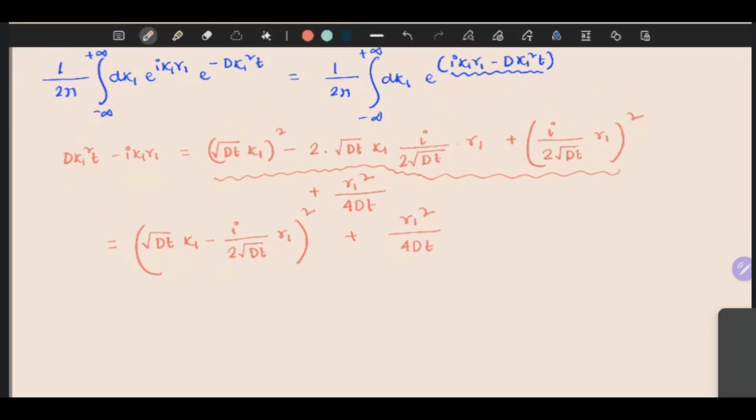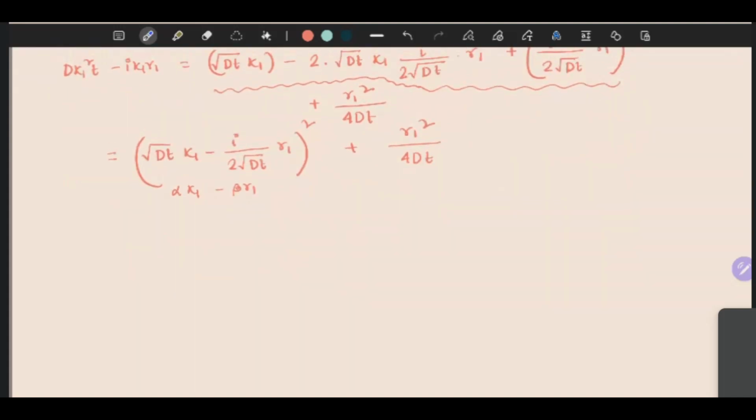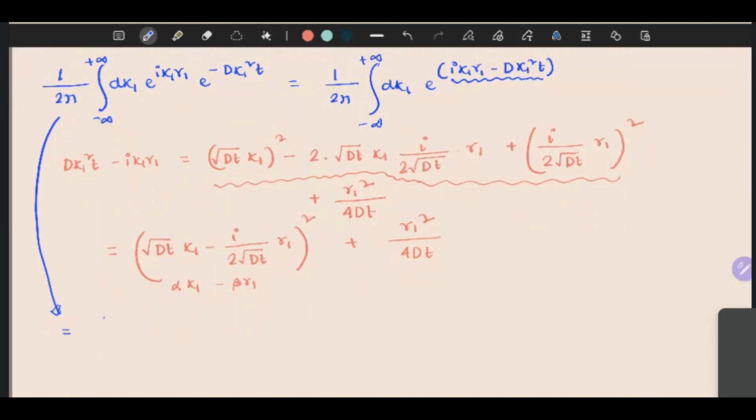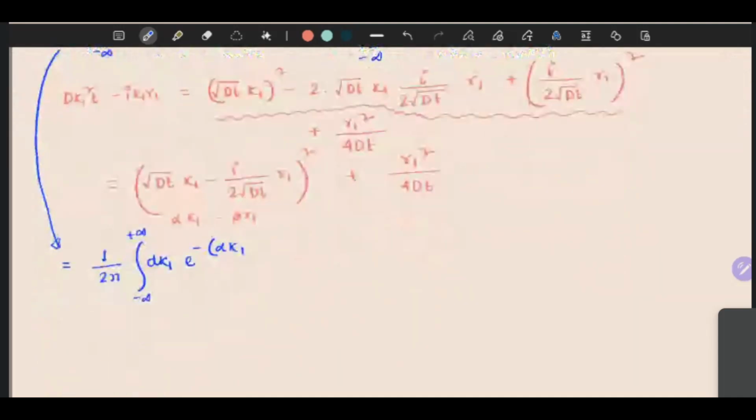Now if you substitute this thing, and let's say this is alpha k1 minus beta r1, then it becomes 1 by 2 pi, minus infinity to infinity, dk1 e to the power minus, this is d k1 square t, so there is a minus, so minus alpha k1 minus beta r1 whole square, times e to the power minus r1 square by 4 dt. So this is some type of a Gaussian.